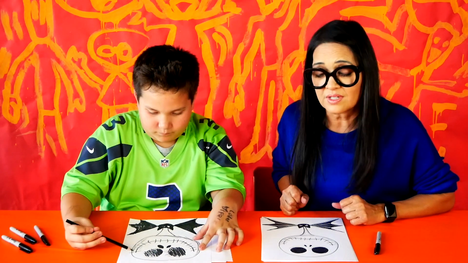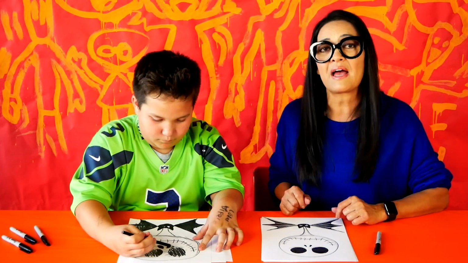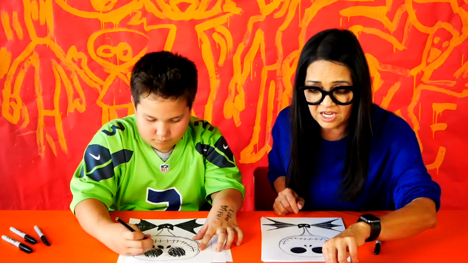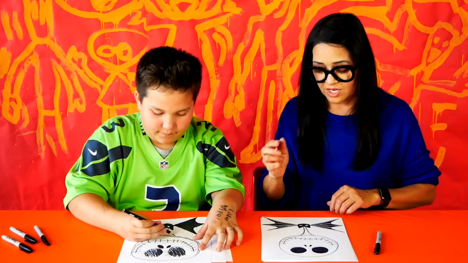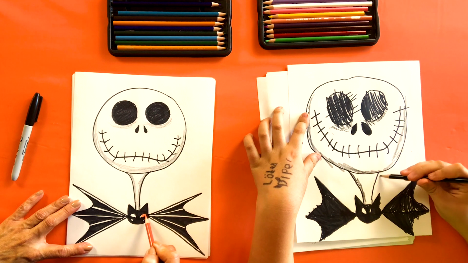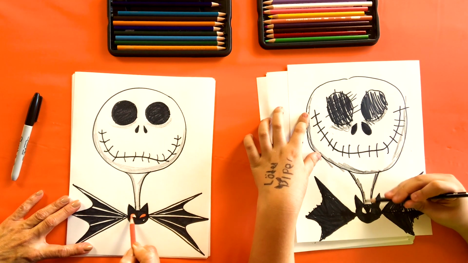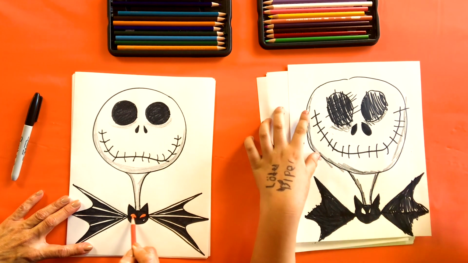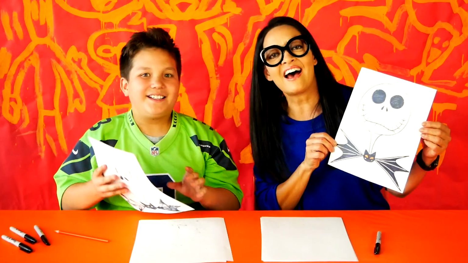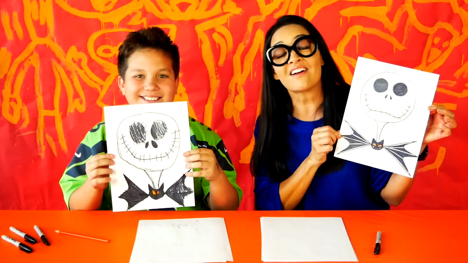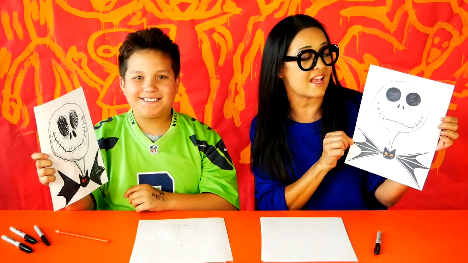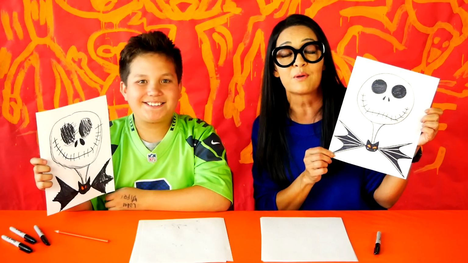Then I'm gonna choose a color for my bat's eyes, because I want it to look like my bat's got glowing eyes. I'm gonna choose orange, and I'm going to fill in the eyes. It looks kind of bright, but kind of warm. Ready? Yes. Ta-da! So these are our Jack Skellington drawings, and hopefully you were able to follow along easily at home.